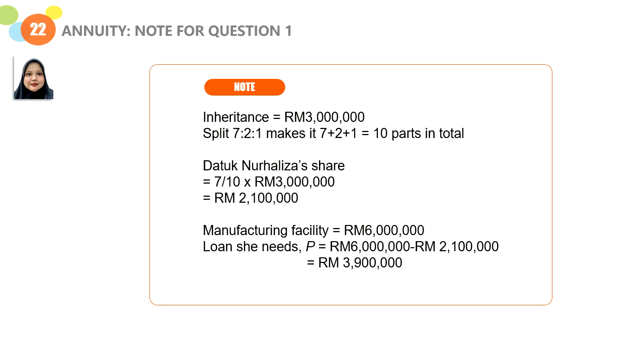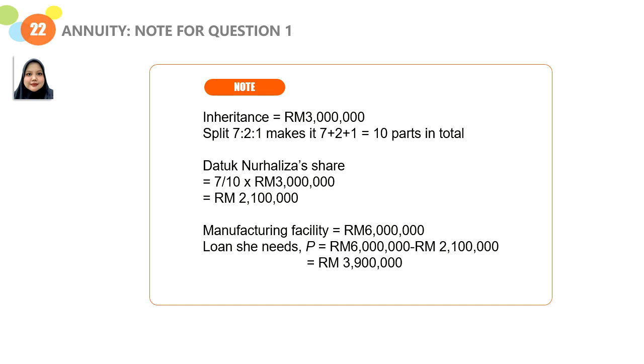Now I will explain the note for question number 1. The total inheritance is 3 million ringgit. It is divided into the ratio 7-2-1. So we add 7 plus 2 plus 1 equals 10 parts in total. So we calculate 7 divided by 10 times 3 million ringgit. The answer is 2.1 million ringgit.